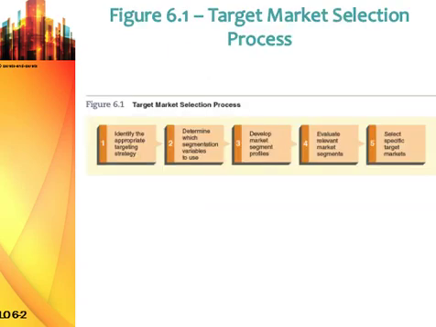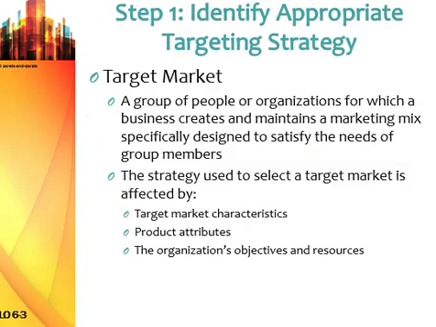Let's look through the target selection process. There are 5 steps outlined here. We're going to look at each one separately. Step 1. Identify appropriate targeting strategy. So what is a target market? A target market is a group of people or organizations in B2B for which a business creates and maintains a marketing mix, those 4 P's, specifically designed to satisfy their needs.